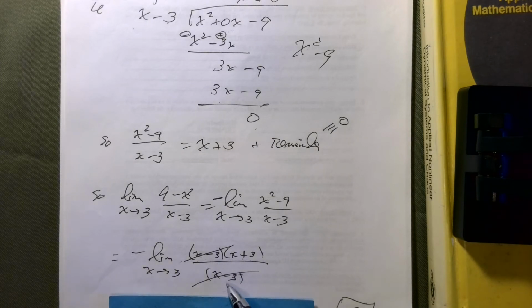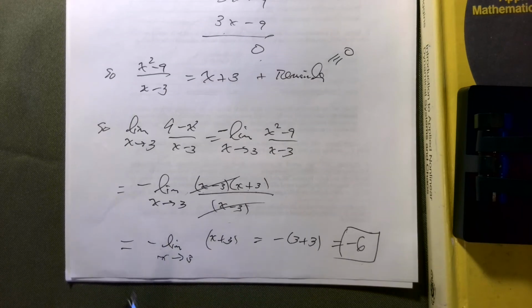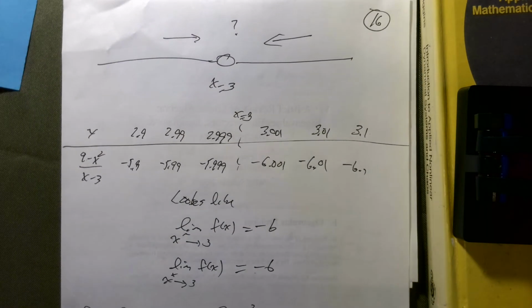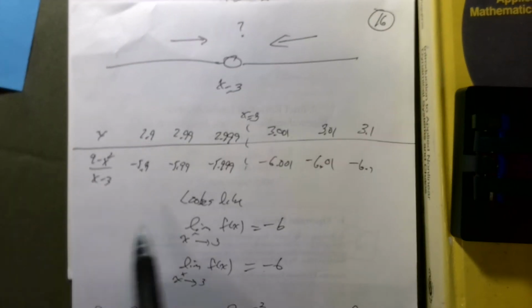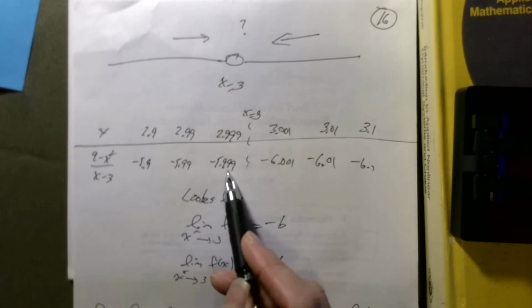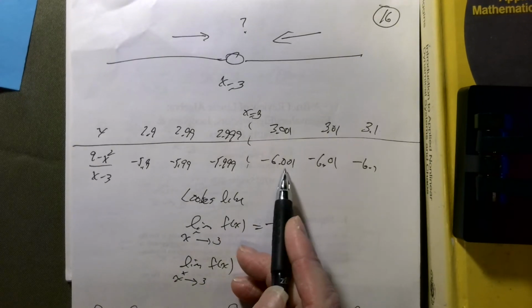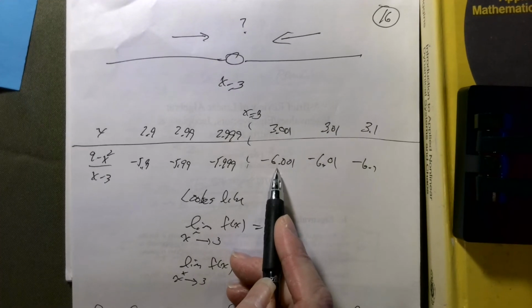No more is 0 divided by 0. Now if I put in a 3, 3 plus 3 is 6, and I have a negative, so the limit is negative 6. And that is what we saw back here. As I'm coming in from the left, I'm getting closer to negative 6. As I'm coming in from the right, I'm getting closer to negative 6.